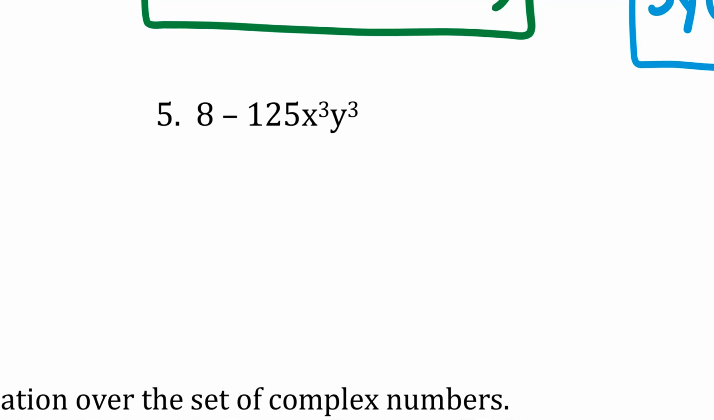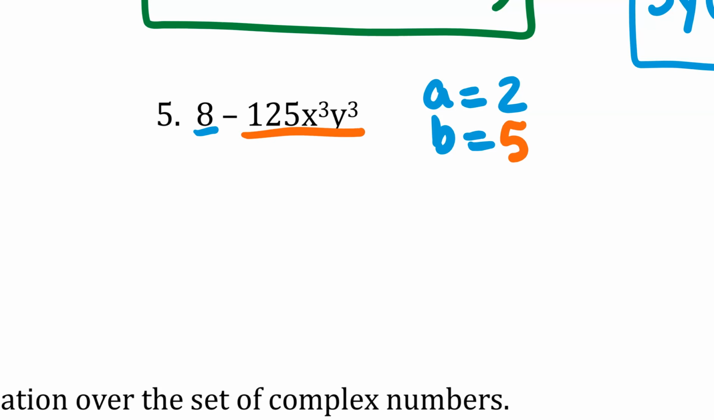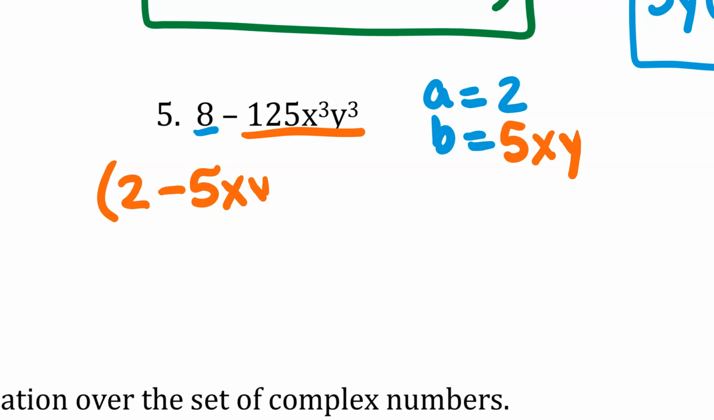All right, number 5 is still a difference of cubes, just the variables come second, and that's okay. So you still have A and you still have B. Cube root of 8 is 2. Cube root of 125 is 5. Cube root of x cubed is x, and cube root of y cubed is y. This is a difference, so my first parenthesis is just going to be a minus b. So 2 minus 5xy. Okay, here's where it gets tricky.